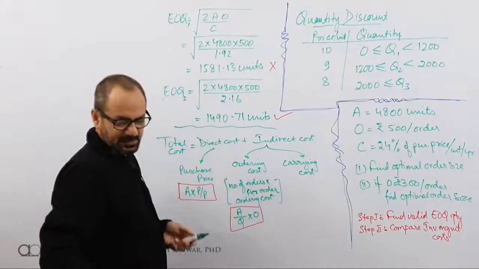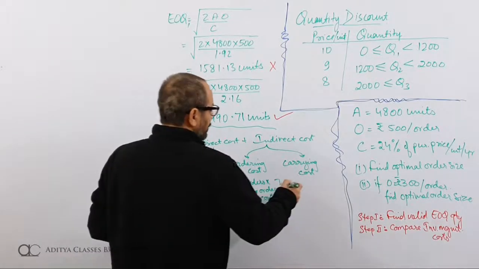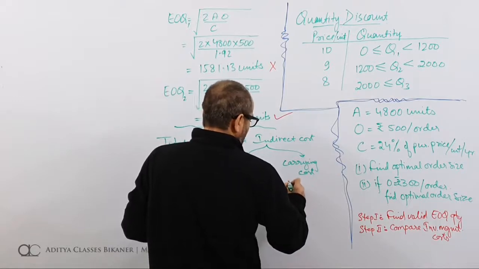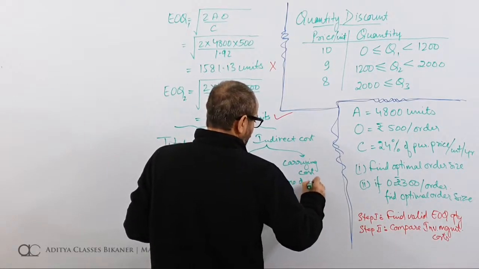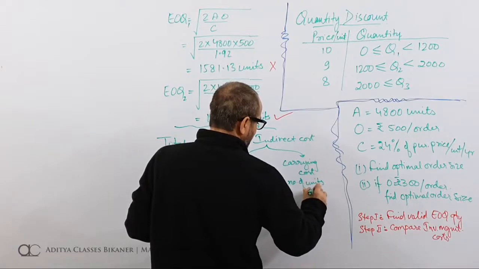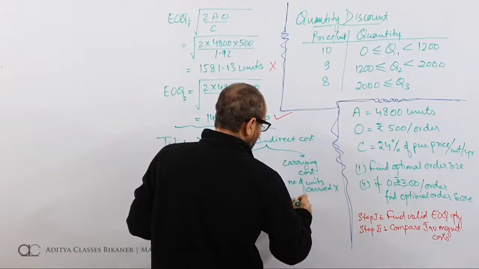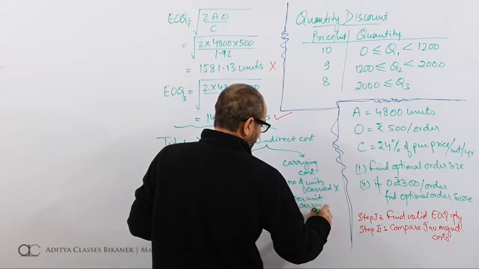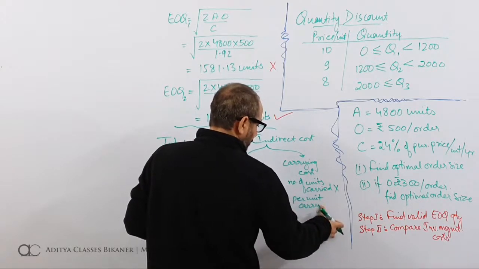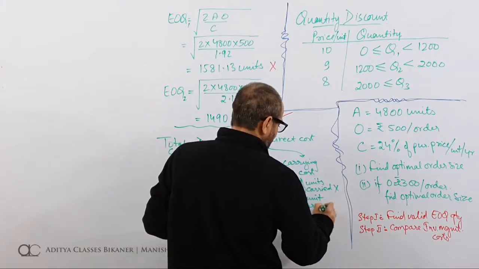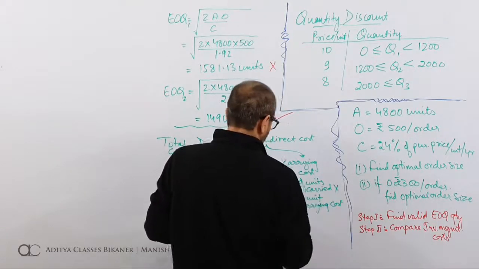And then the last one is carrying cost. Carrying cost, we have checked in earlier videos. What will be the carrying cost? Number of units carried multiplied by per unit carrying cost.